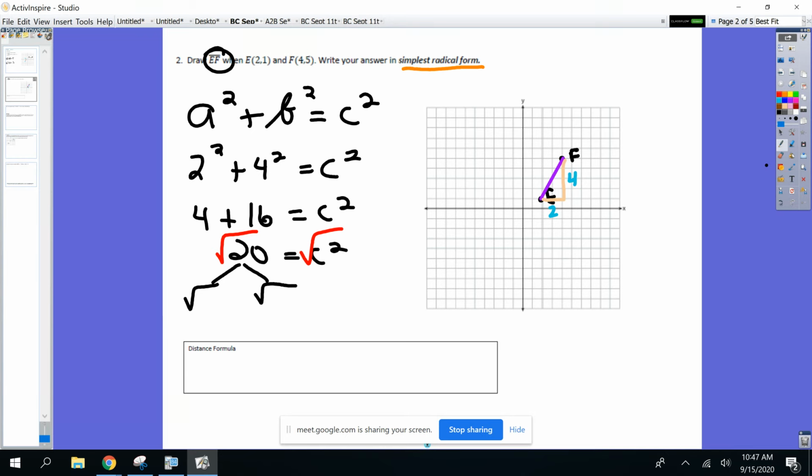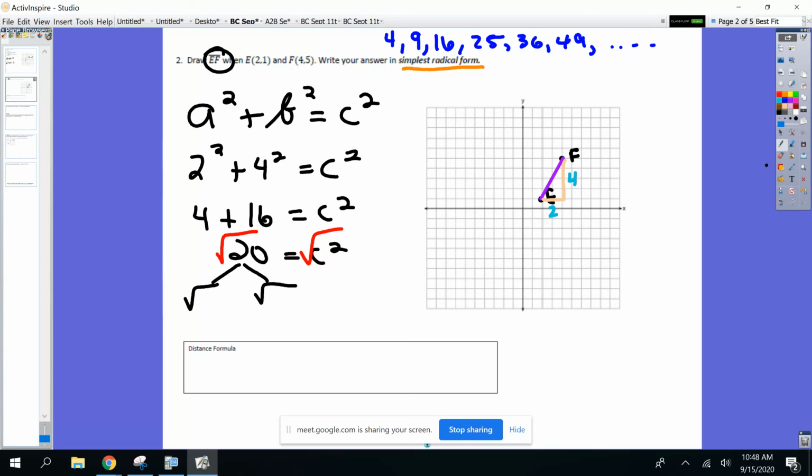Underneath the first radical, you put the biggest perfect square that goes into 20 evenly. Okay? The biggest perfect square. What do I mean by perfect square? 4, 9, 16, 25, 36, 49, etc. The biggest one that goes into 20 evenly. What do we have for this one? The biggest one that goes into 20 evenly is going to be 4.